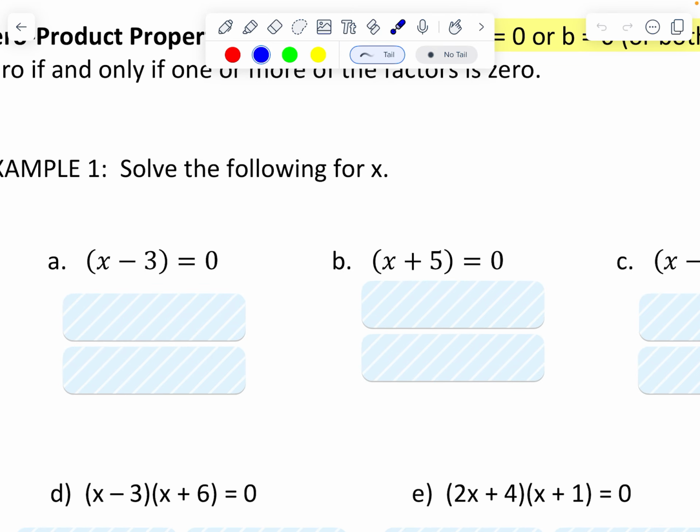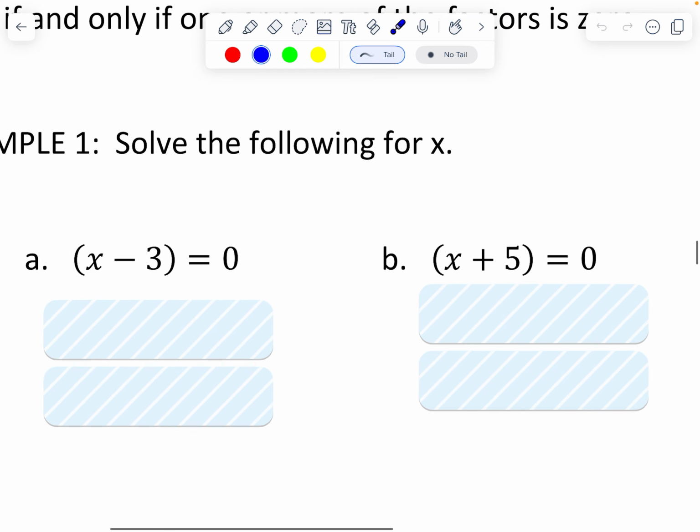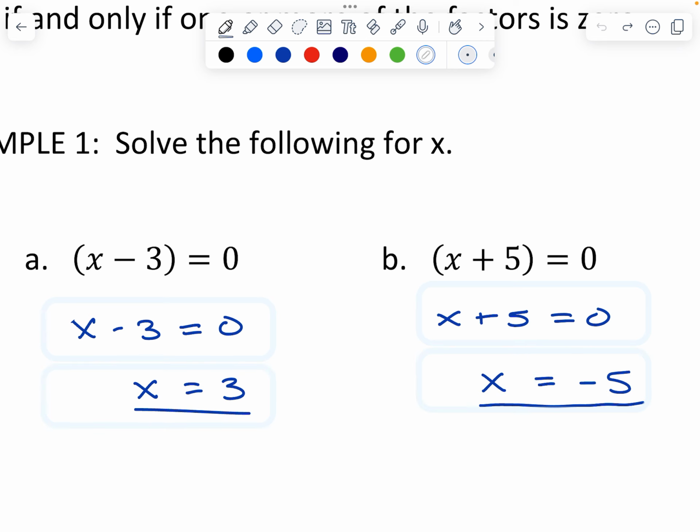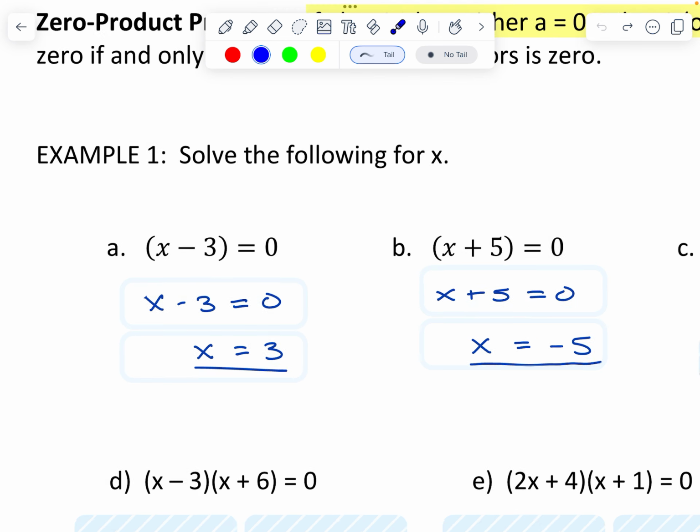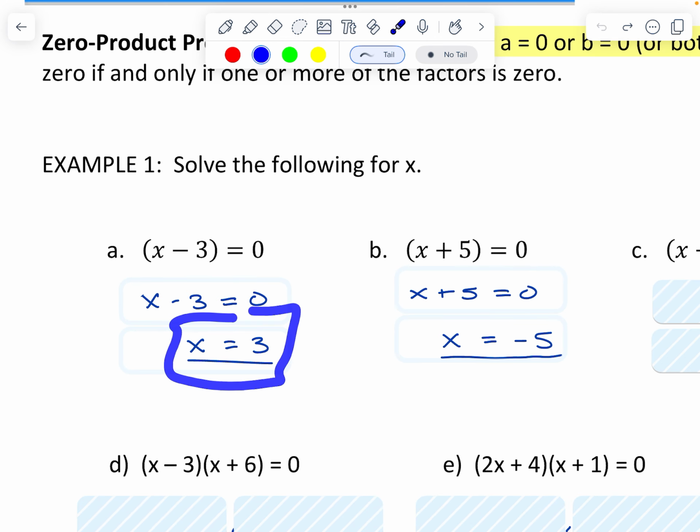Here, if I had x minus 3 is equal to 0 or x plus 5 is equal to 0, we can kind of forget that there are parentheses involved here. So that's just x minus 3 is equal to 0 or x plus 5 is equal to 0. How would we solve? Well, what you do to one side to get rid of something, you need to do to the other side. So I'm going to add 3 to both sides because I want to get x by itself. I'm going to subtract 5 from both sides because I'd like to get x by itself. Your solution would be x is equal to 3 and x is equal to negative 5.